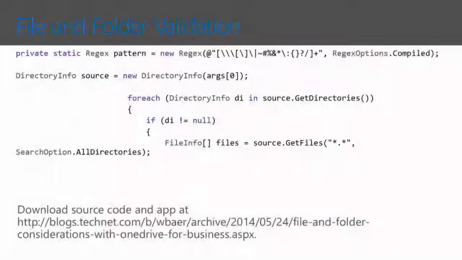There's a little script that Bill Baer put together, which takes those reserved characters and loops through a directory, and will spit out a little report of any problem files there might be. So again, it's a very simple way for end users to check their content as they're doing a migration across.